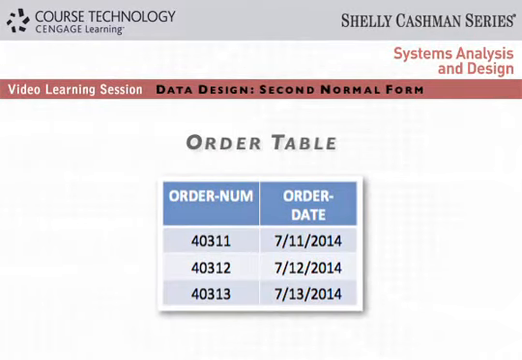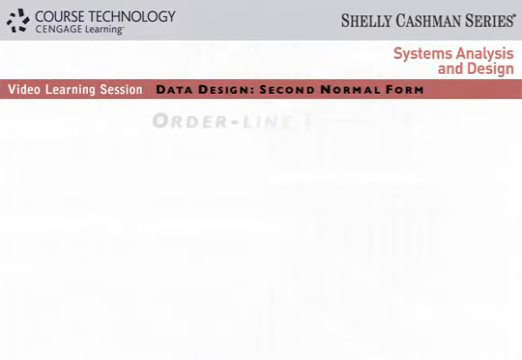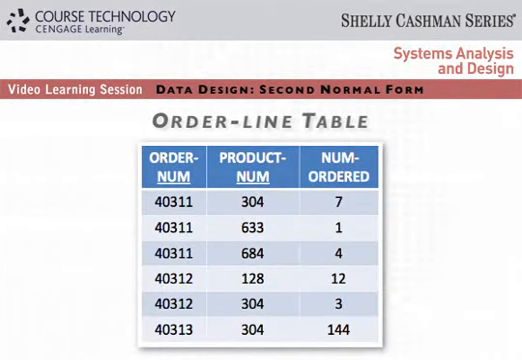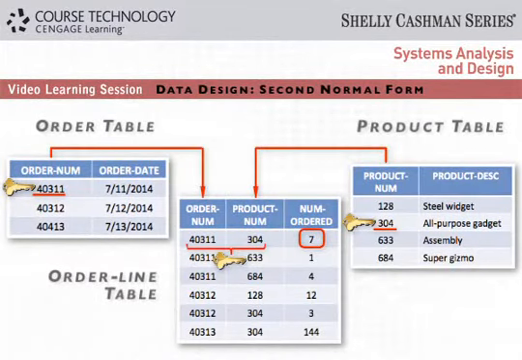Here's the new order table. And here's the new product table. And here's what's left of the original table. We named it order line. Notice that each record is a combination of an order and a product. Here are the three 2NF tables.